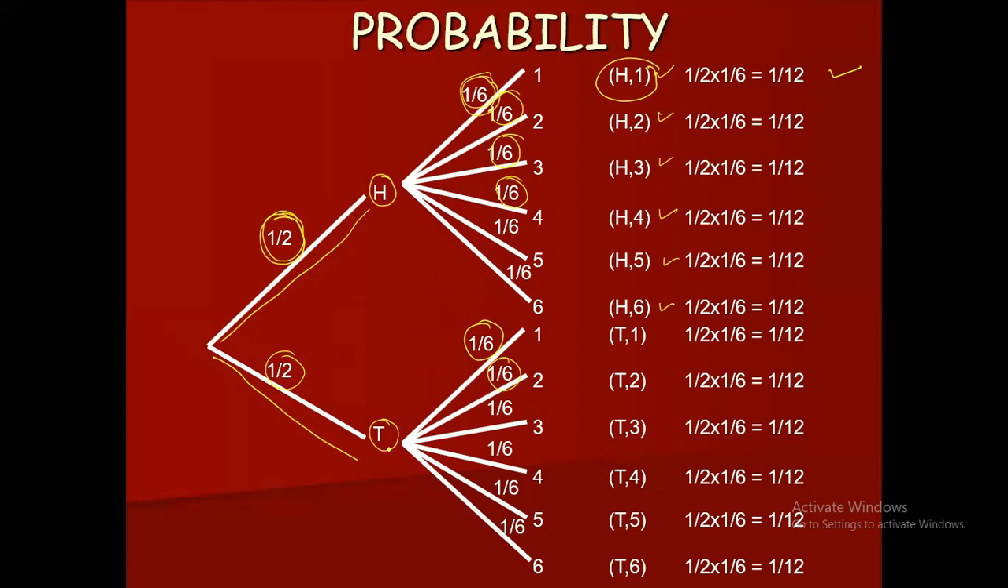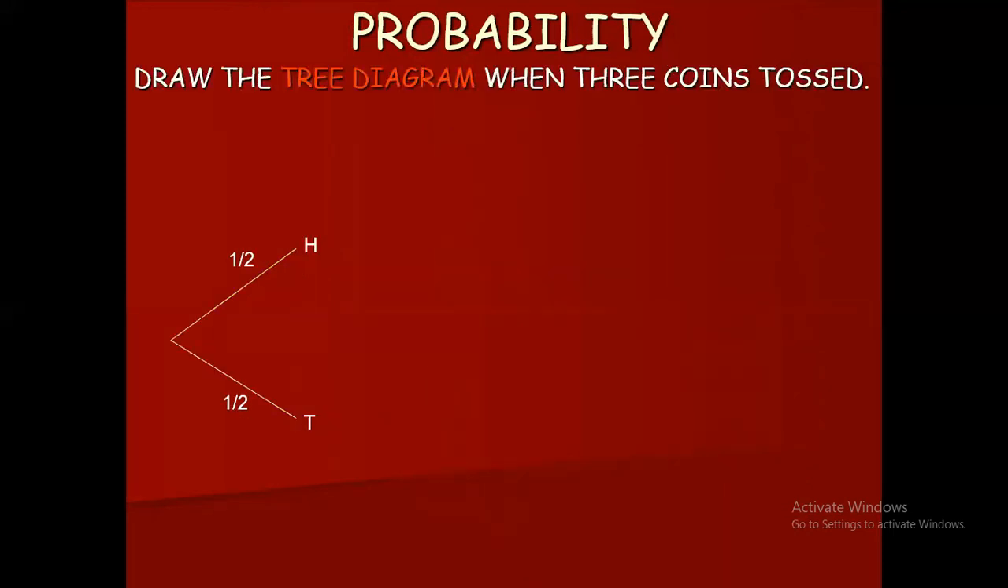Now we want to find out the probability of T6. The probability of T is 1 by 2 and the probability of 6 is 1 by 6. So we will multiply the probabilities on the branches and we will get 1 over 12. So in a tree diagram, if we want to find out the probability of any outcome, we will multiply the probabilities on the branches. Now we want to find out all the possible outcomes when 3 coins are tossed. There are 3 experiments.